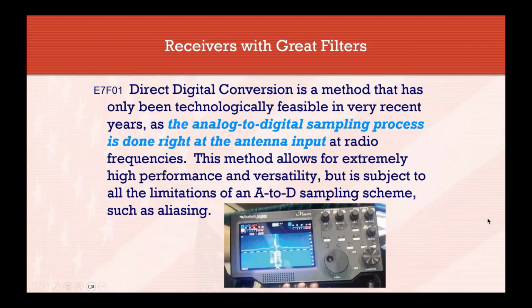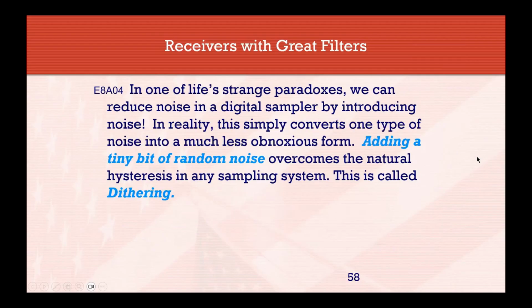Analog to digital sampling process is done right at the antenna input, so we filter it out before it ever gets there. And one of the strange things with some of those digital filters, put a tiny bit of random noise in with it, makes them work better. That's a process called dithering, when you add a little bit of noise to it to make it work better.